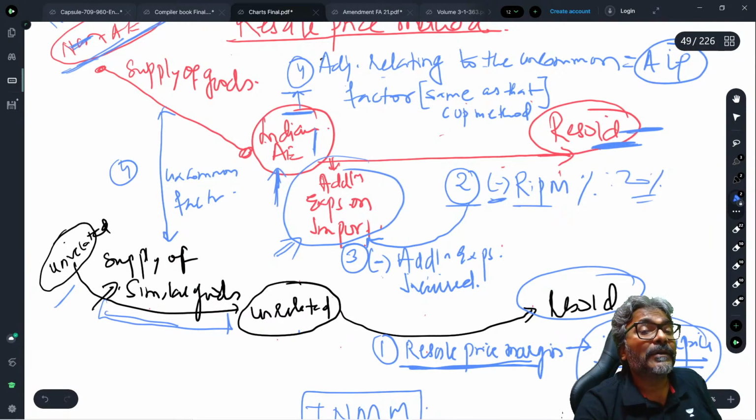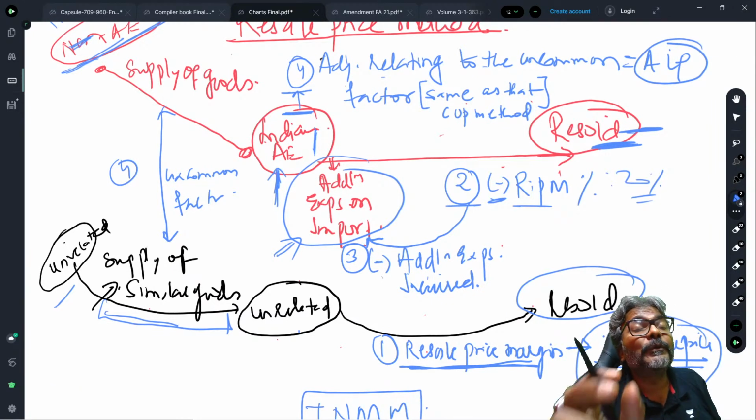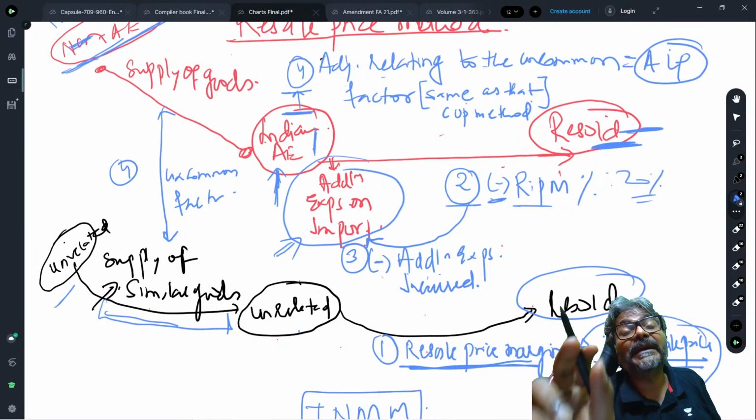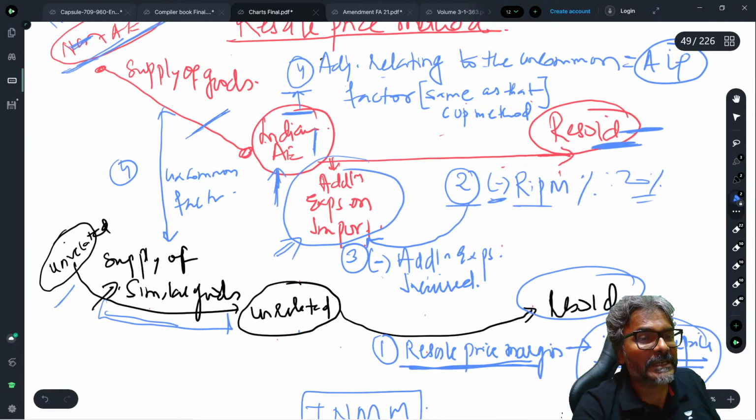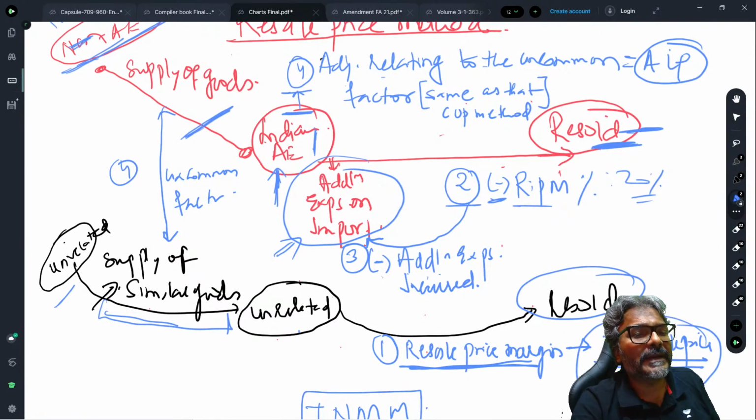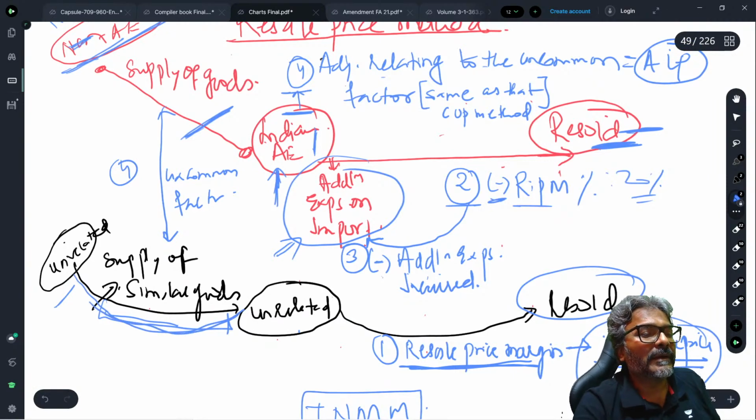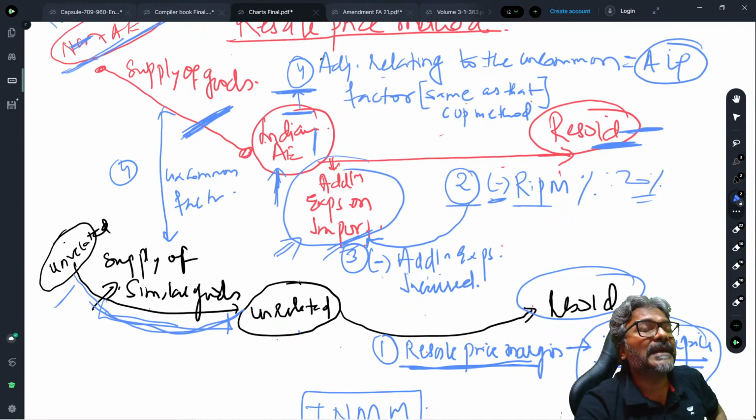The Indian AE. Now at this particular point of time, you will adjust any uncommon factor between the purchase transaction from the non-resident AE and the transaction which has taken place over here. Whatever is the uncommon factor, you will adjust it in such a way, students, that the price which you have determined in step number 2 or step number 3 should be aligned to the factors of the international transaction.